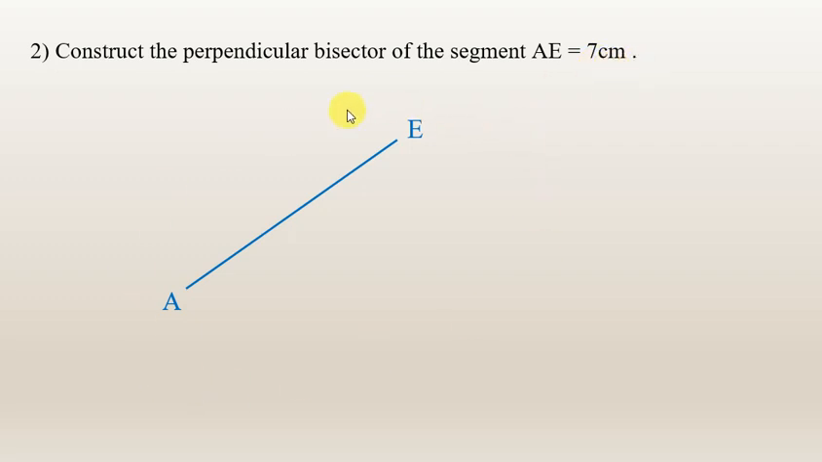We have a segment AE of length 7 cm and we want to construct the perpendicular bisector of this segment. So let's start. We put the ruler and we draw a segment of length 7 cm. This segment of length 7 cm has points A, E. Now we want to draw the perpendicular bisector of AE. How? By using the compass.